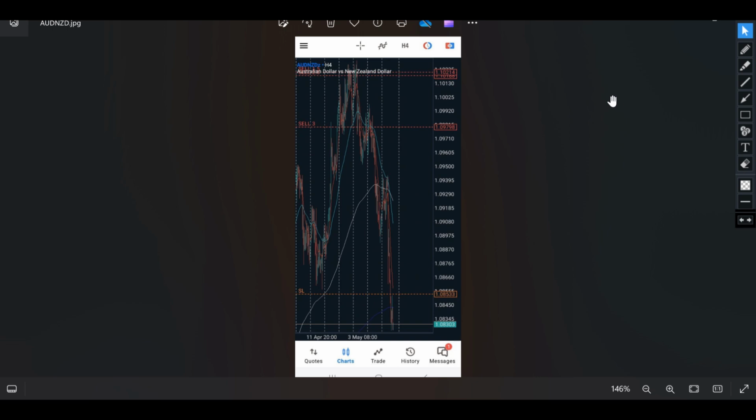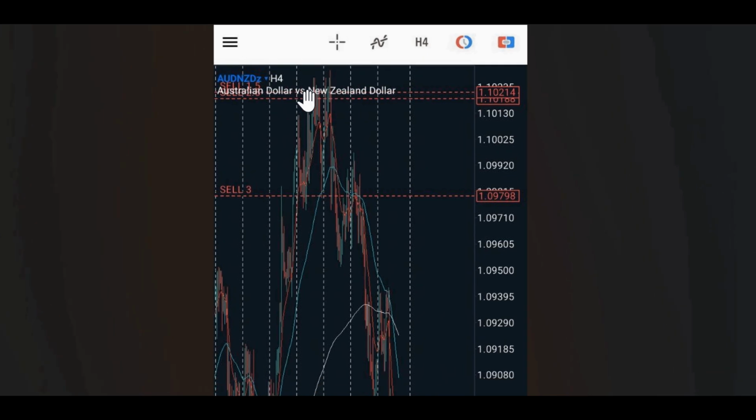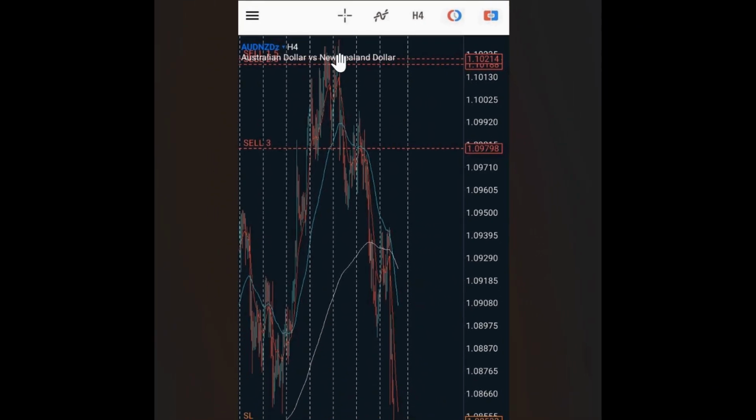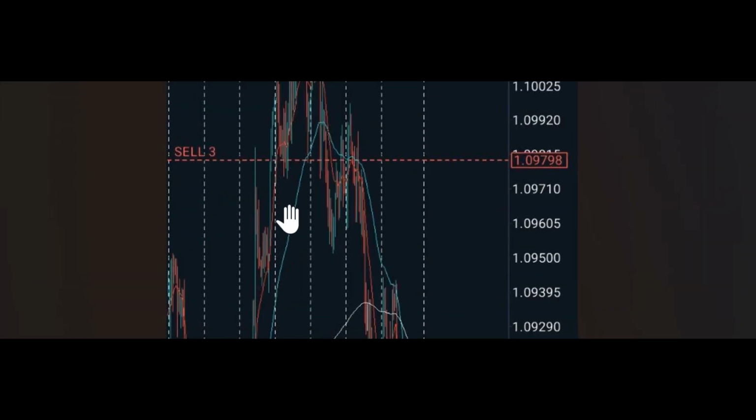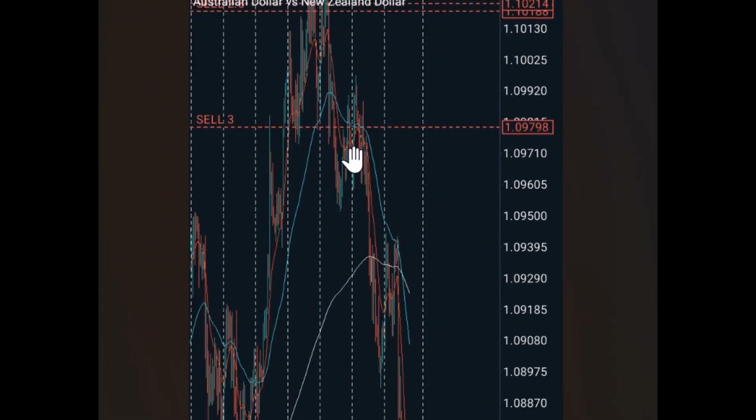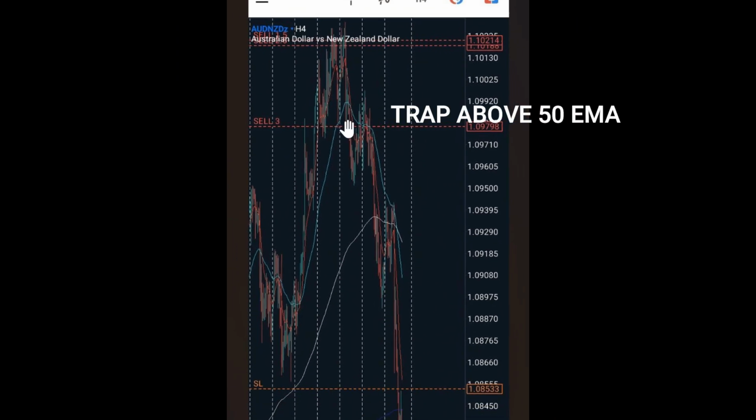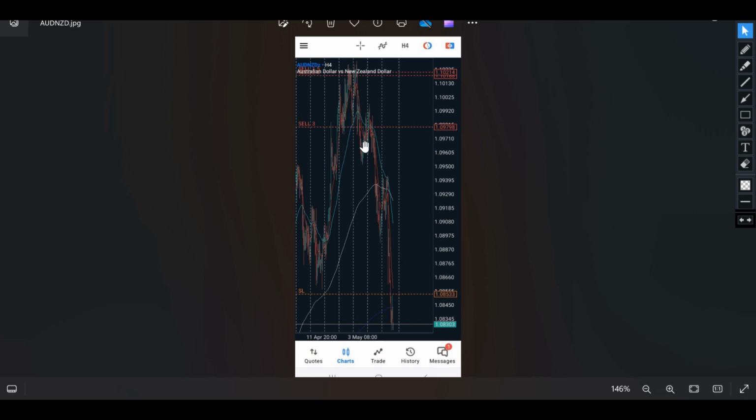This is AUD. As you can see, this is the H4 time frame, and as you can identify, we had sell entries, positions right at the peak, and we also added some positions when we had this trap above the 50 MA. This is our 50 MA in the H4 time frame, and as you can see, this has moved, and we can also identify 3 levels of drop.